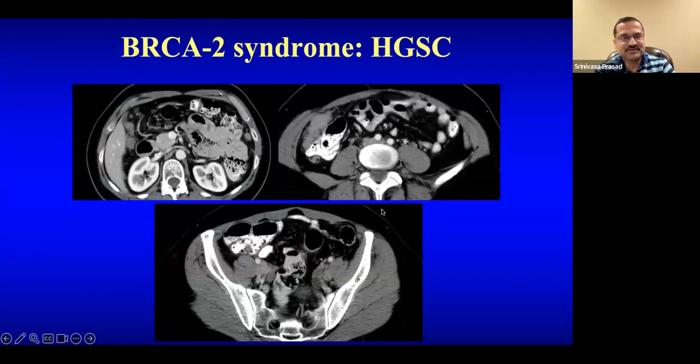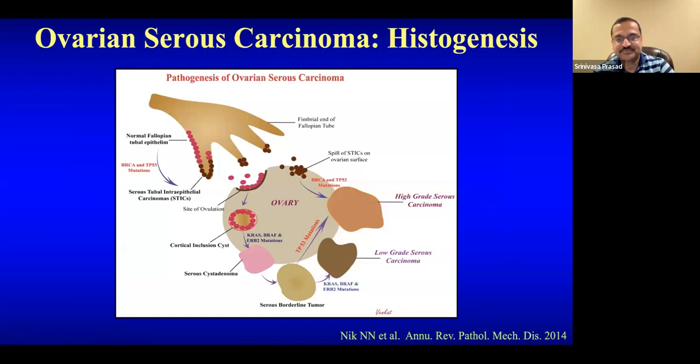And this is an interesting presentation in a patient with BRCA2 syndrome, in which there was significant peritoneal metastasis and omental masses. But if you look down in the pelvis, there are only these small ovarian cysts. So there can be a discrepancy between the volume of the pelvic disease and the volume of peritoneal dissemination. So it's important to consider high-grade serous carcinoma.